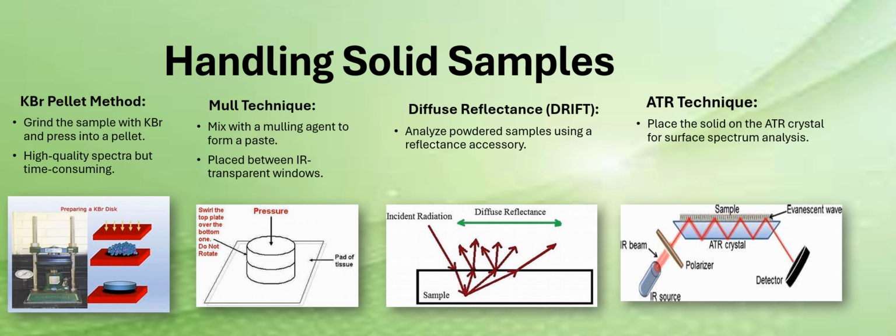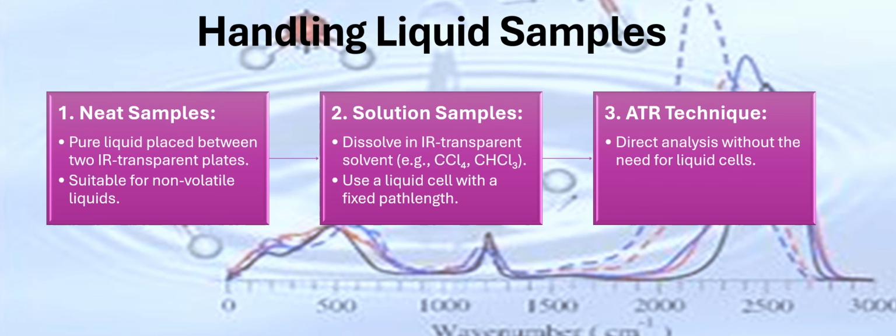Mull technique. Here, the sample is mixed with a mulling agent to form a paste, which is then placed between IR transparent windows. Diffuse reflectance. Ideal for powdered samples, this method uses a reflectance accessory. ATR technique. Simply place the solid sample on the ATR crystal for surface spectrum analysis. Quick and convenient. Additional tip is to ensure proper sample grinding and uniform mixing to avoid scattering effects in the spectrum. Now, let's move on to liquid samples.